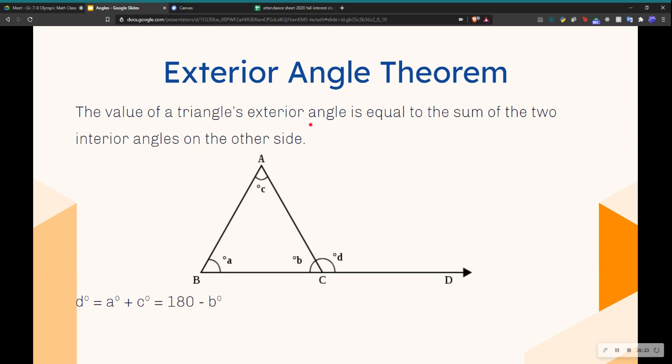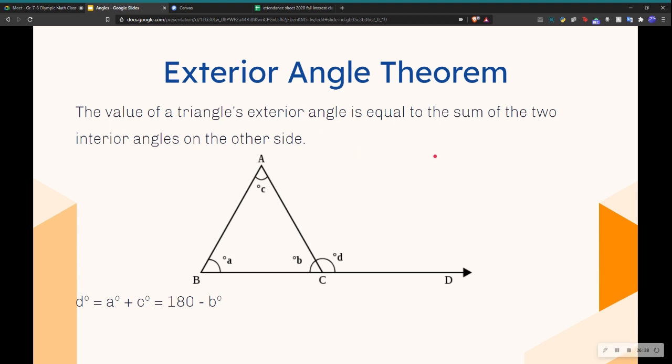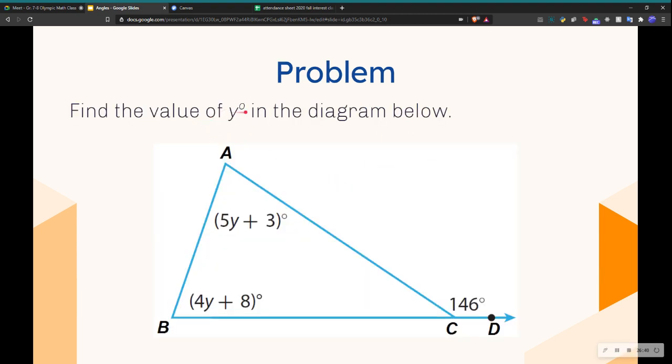Any questions about this? The next slide is a problem on this here. So, practice. No questions? All right, let's try this theorem out. Find the value of y.